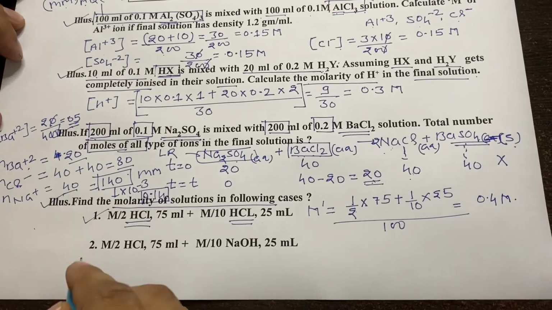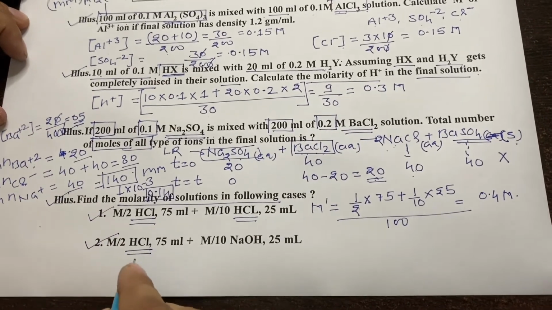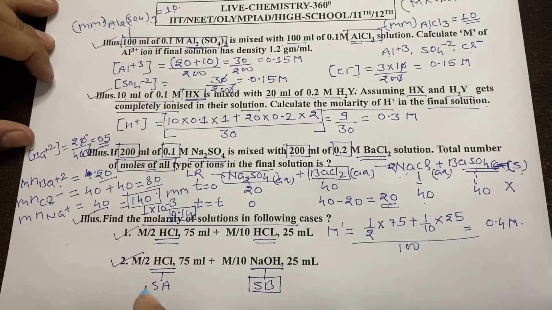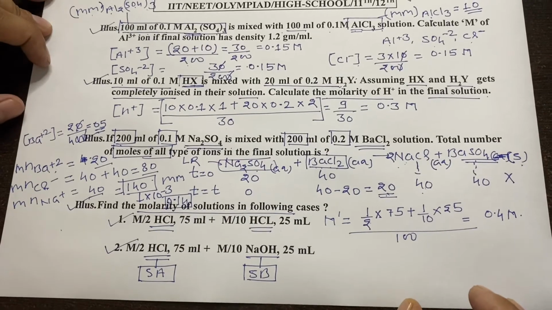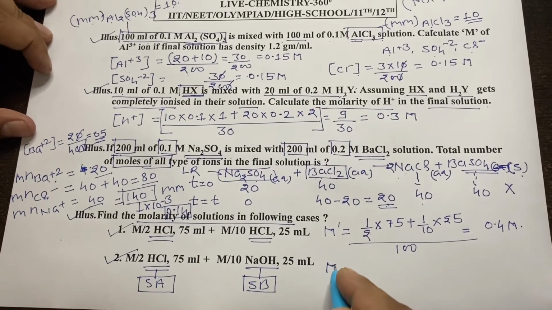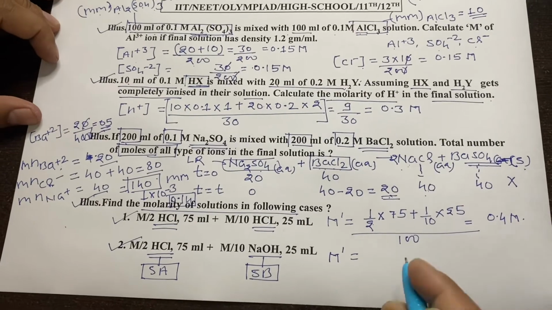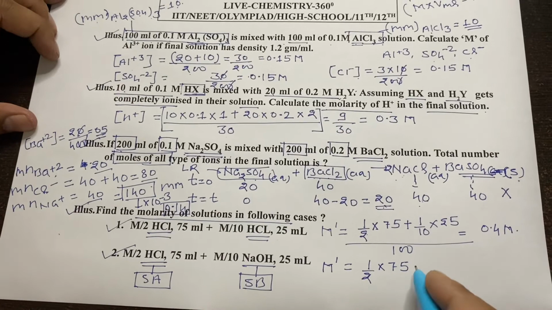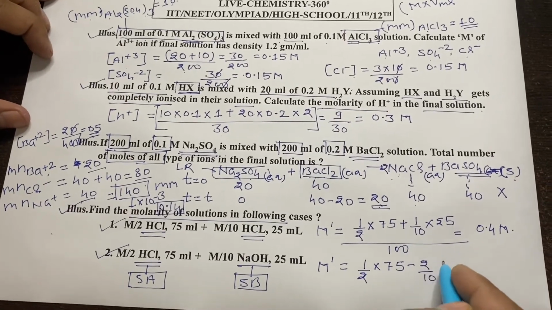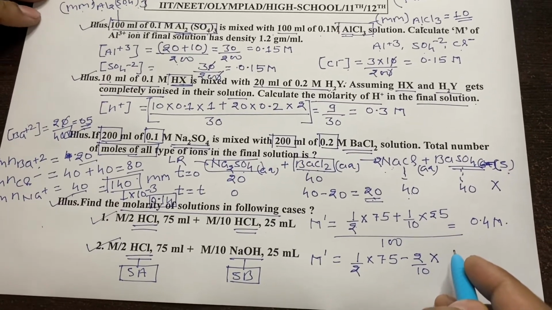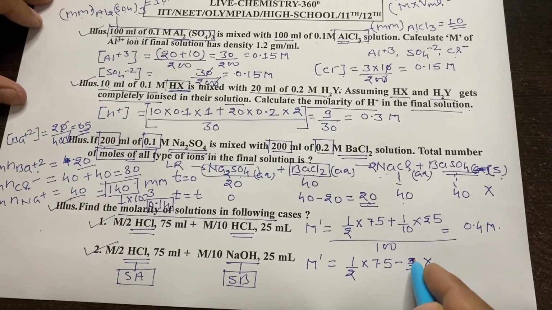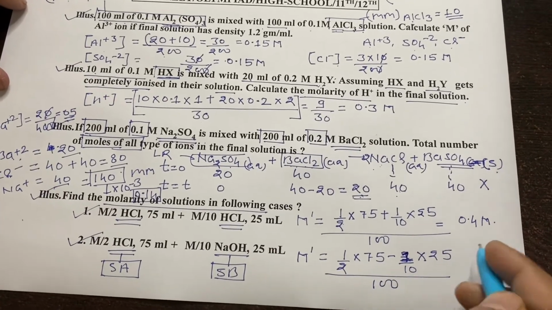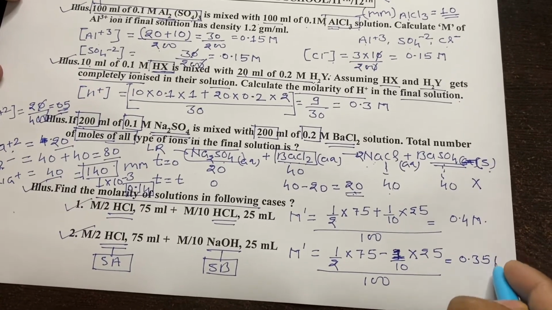0.5 M. In the second example, we are mixing a strong acid with a strong base. So in the mixing of a strong acid with a strong base, definitely some part of the H plus and OH minus react to give unionized water. So in this case, millimoles of acid, which is 1/2 into 75, minus 2/10 into 25, divided by total volume, that will be equal to 100. On solving this, you will get 0.35 M.